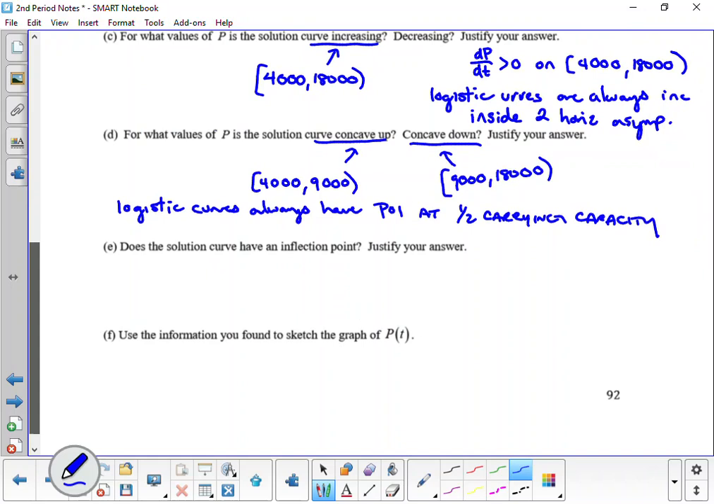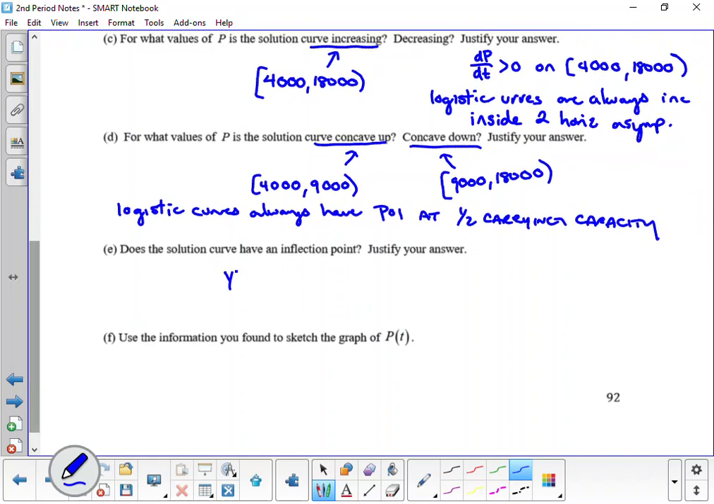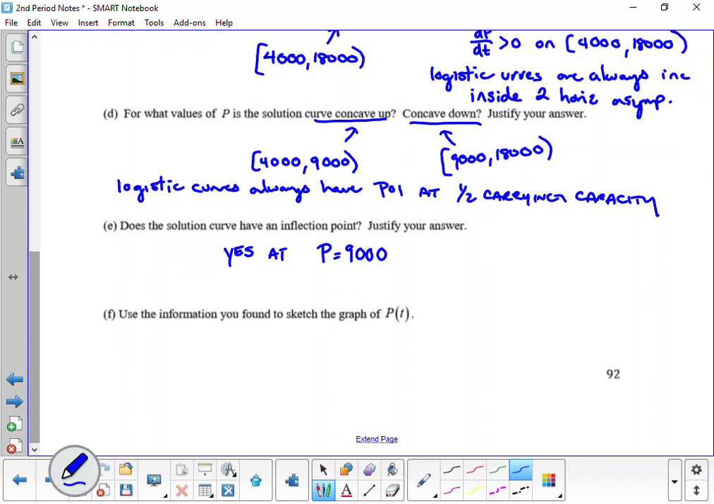Okay. Does the solution curve have an inflection point? Yes. At P equals 9,000. It's not at T equals 9,000, because with logistics you're always looking at the y-axis, not the x-axis. And then you can use the same reasoning for E as you do for D. And we have already done F.